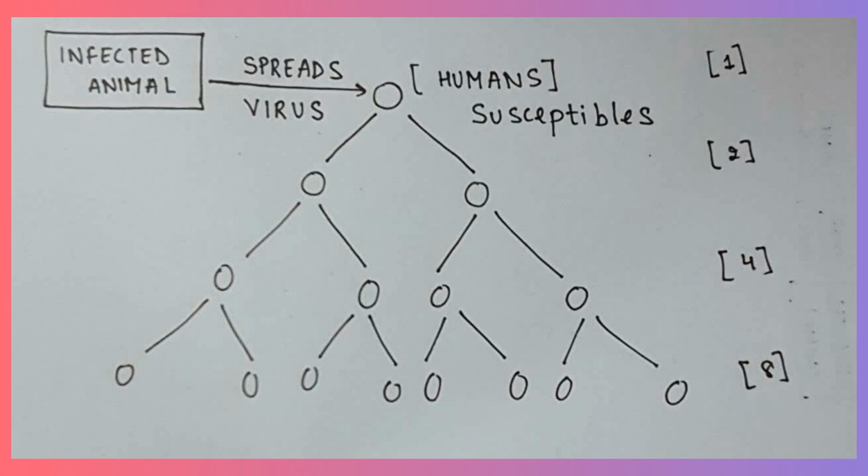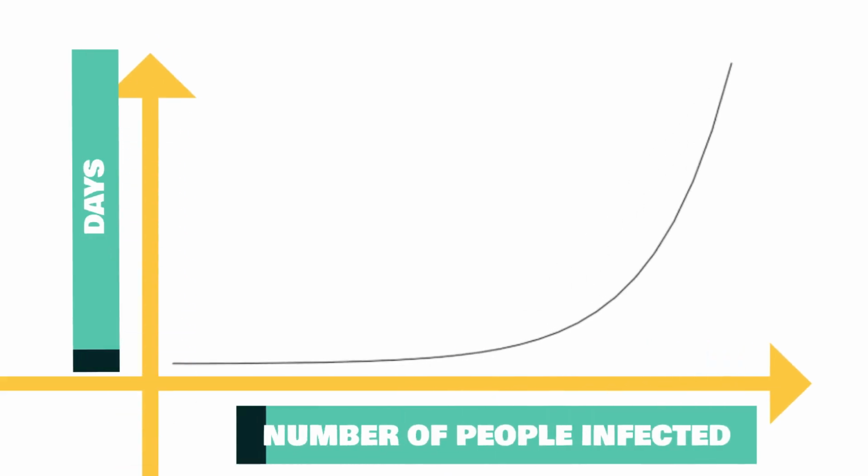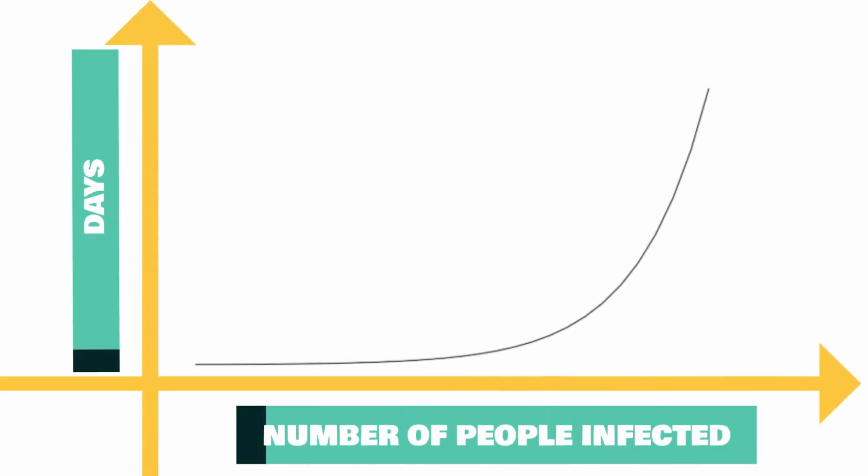When we plot the graph, we can observe that initially the number of people affected are less, but at a point the curve becomes steeper. This sudden rise of the graph is referred to as the exponential growth.